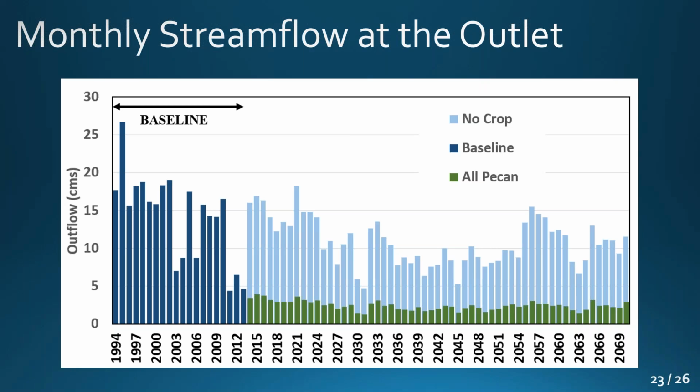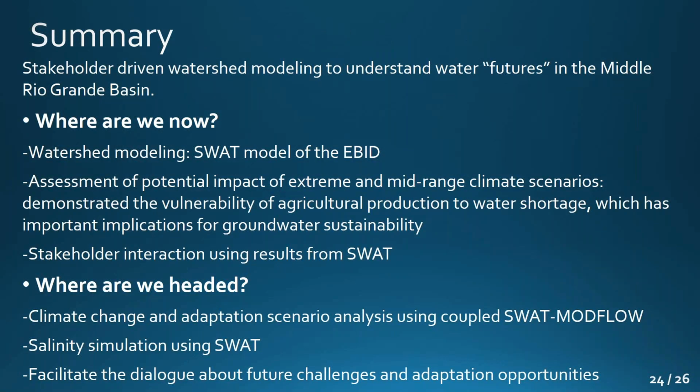That shows how water hungry pecans are in that region. So in summary, in this project, we're applying a stakeholder-driven modeling approach to understand various water futures in the Middle Rio Grande Basin. And the study area that I focused on today is the Elephant Butte Irrigation District. We're applying watershed modeling using SWAT, Soil Water Assessment Tool. We're using a calibrated version of this tool to evaluate potential impacts of extreme and mid-range climate futures.